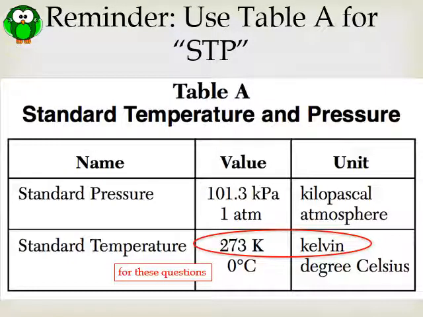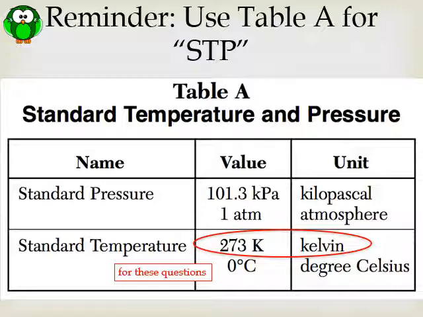Before we get into the real math, we have this STP table on the front page, table A. It tells us our standard temperature and pressures. Standard pressure can be either 1 atmosphere if you're using the ATM units, or 101.3 kilopascals if you're using the kPa units. It can be either one of those things.